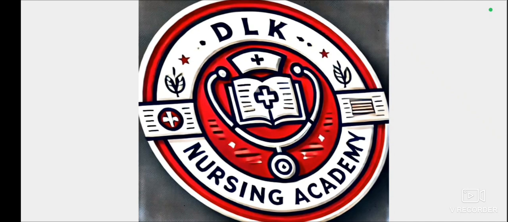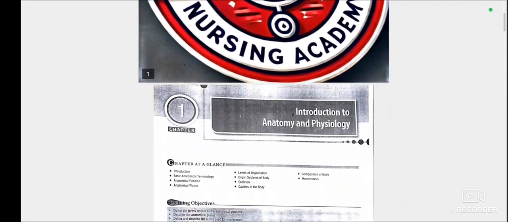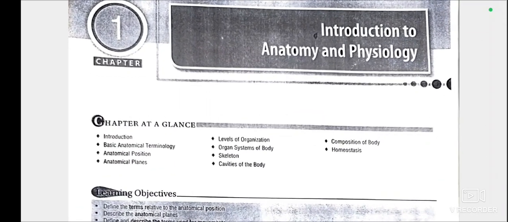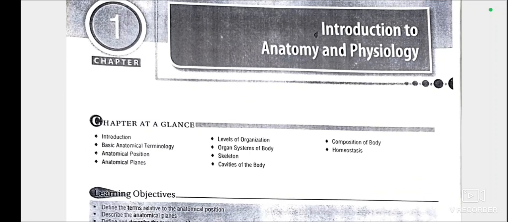We can go with the topic, that is Introduction to Human Anatomy and Physiology. In this chapter we are going to learn about introduction, basic anatomical terminology, anatomical positions, anatomical planes or sections, and levels of organization.